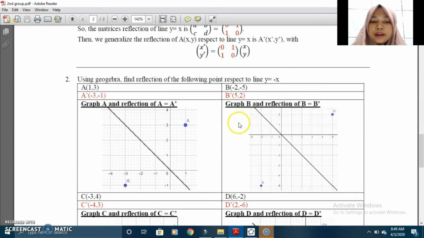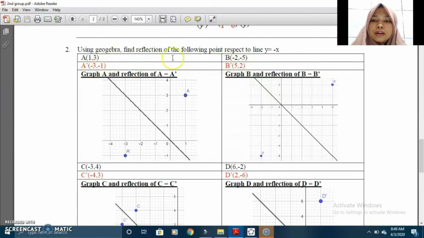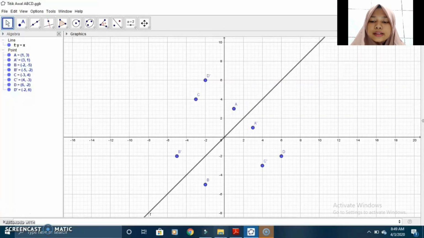Then the second question is: using GeoGebra, find the reflection of the following points with respect to the line y equals minus x. We have the same given points as in the previous question, A, B, C, and D, but now we reflect each point with respect to y equals minus x. We first hide A', B', C', and D', and also hide the line y equals x.